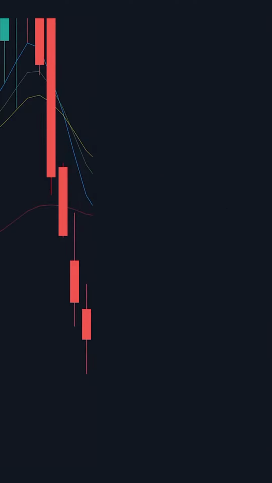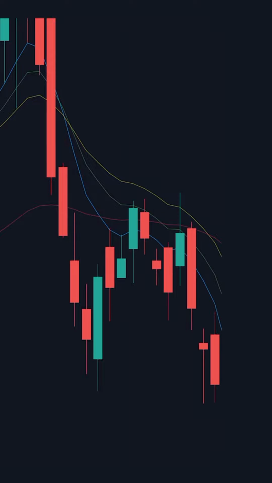I should also be clear, if the 55 crosses only one line like this, you do not sell. You only sell if the 55 is all the way on the top.